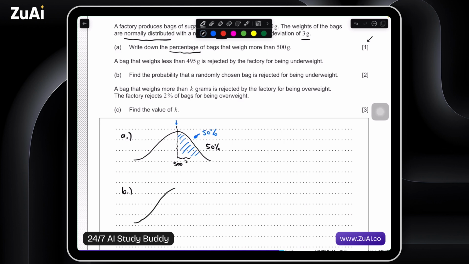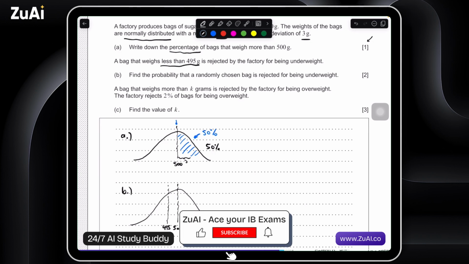So here we go once again. This is a 2-mark question, so we'll be expected to show some process. I'm going to redraw this just to make it a little nicer. Mean of 500, and we want to find the probability that a bag weighs less than 495. So let's draw a line. It's going to be to the left here, and it would be 495. And we want to find the probability that a bag weighs less than 495.